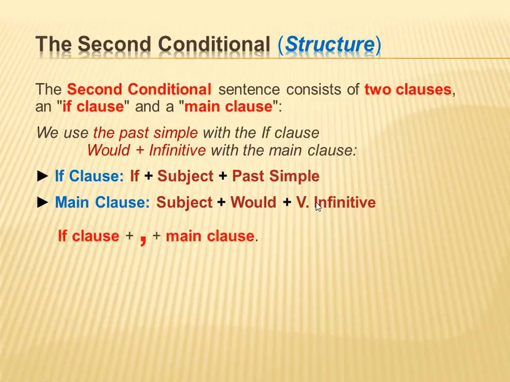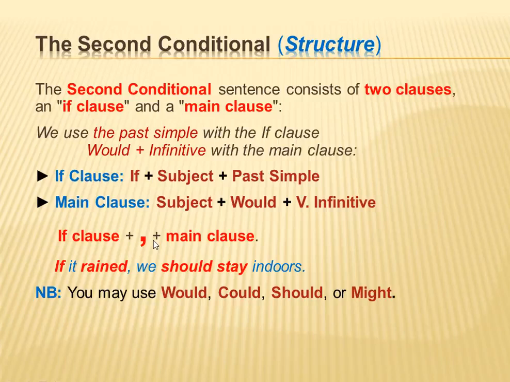Okay, if you use the if clause first, after the if clause you have to use a comma, but if you don't use the if clause first and you use the main clause first, you do not need to use a comma. Like this one, if clause plus comma plus main clause. For example, if it rained, we would stay indoors. Actually, it is not raining.